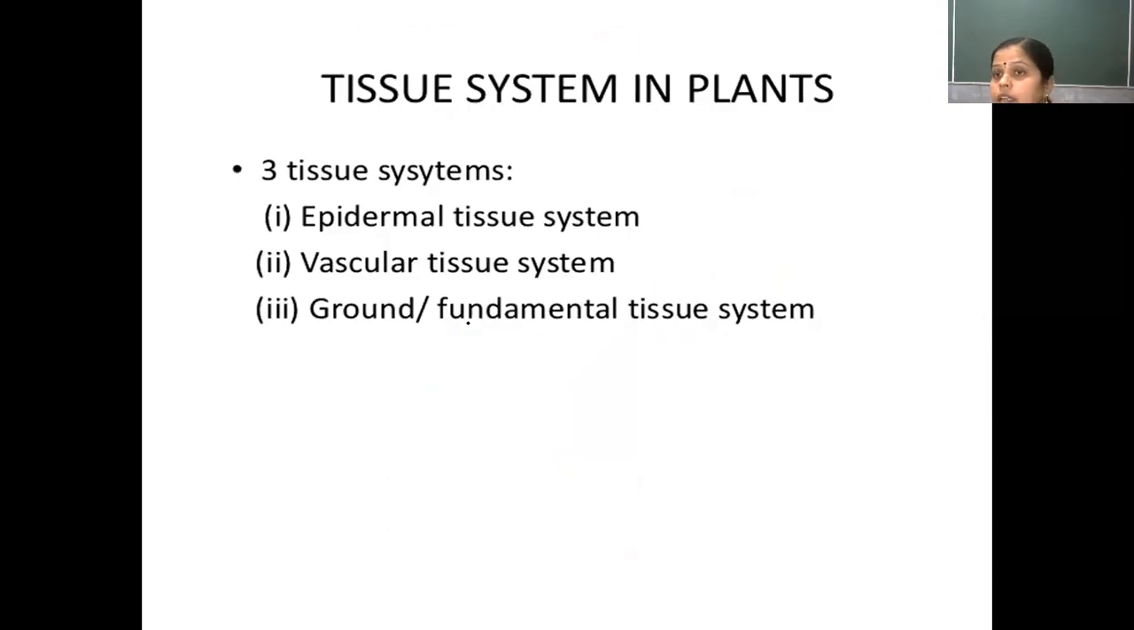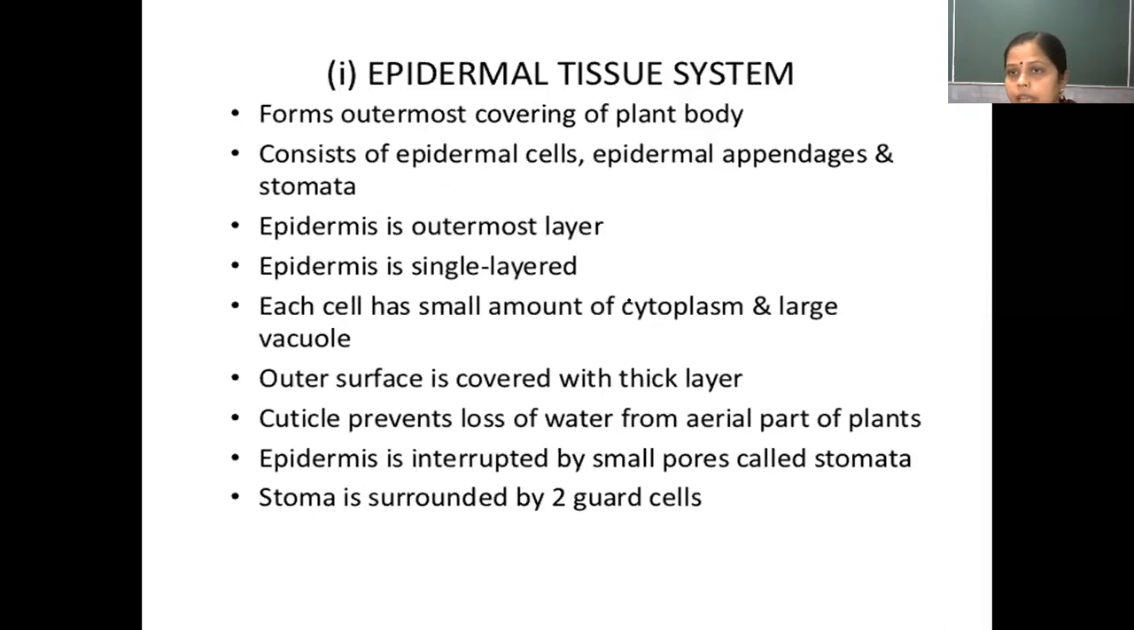So next is the arrangement of these tissues inside the plants: simple permanent tissue, complex permanent tissue, meristematic tissue, and how all these types of tissues have been arranged inside the plant structure. That is the arrangement of tissue system, or formation of tissue system. Basically, the tissue system inside the plants is divided into three types: epidermal tissue system, vascular tissue system, and ground tissue system.